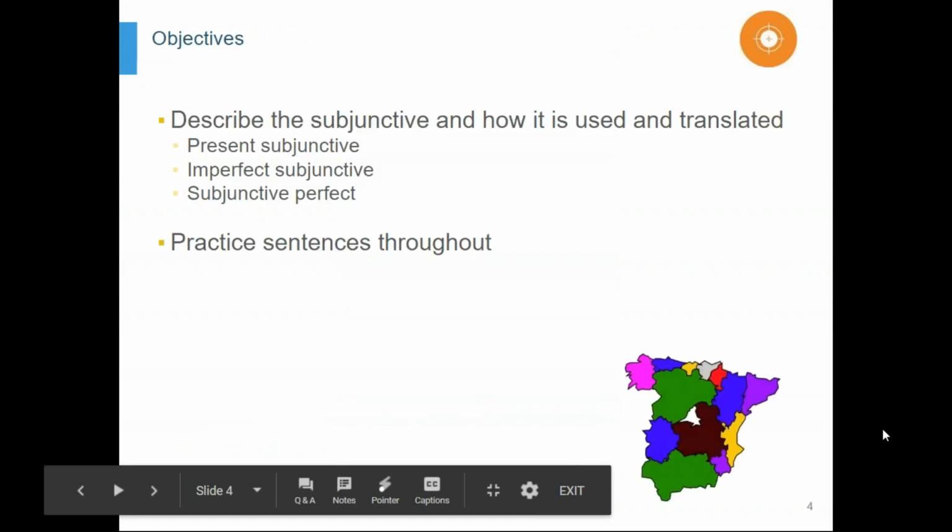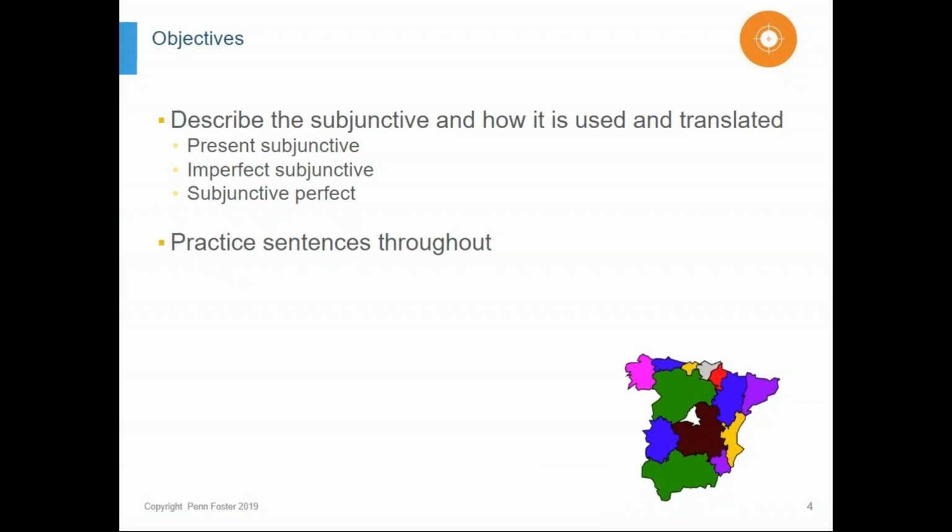So today's objectives. In today's webinar, we will discuss all forms of the subjunctive and their uses, translations, and verb types and conjugations: the present subjunctive, the imperfect subjunctive, and the perfect subjunctive. We will also do some practice sentences throughout.